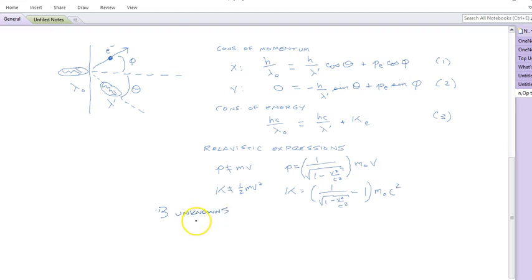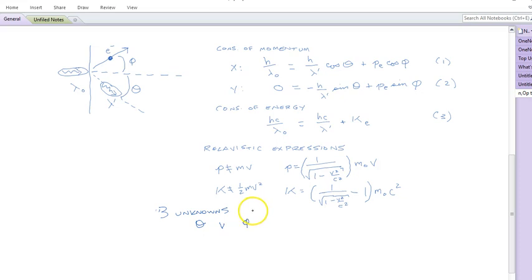Well, we want to know what the scattering angle is, right? Because we want to get an equation for the scattering angle. That's one. But we don't know what the speed is of the ejected electron. And we also don't know what the scattering angle phi is for the electron. But we have 3 equations, so we should be able to actually solve this.